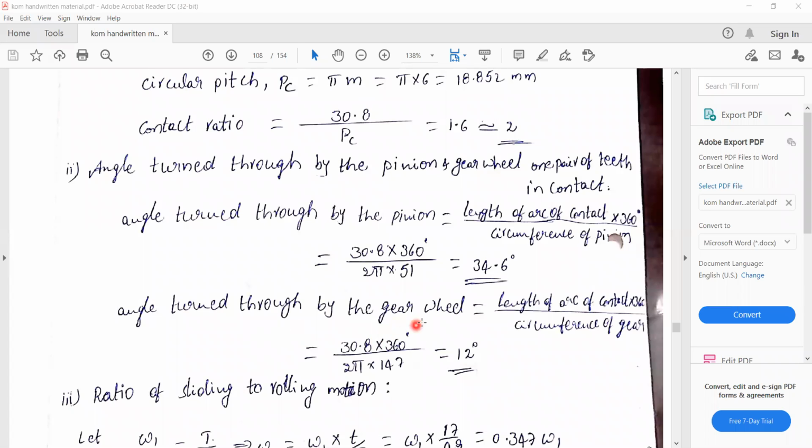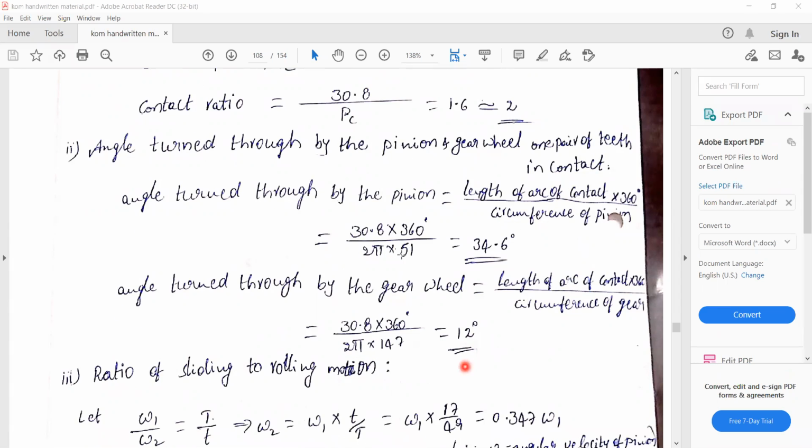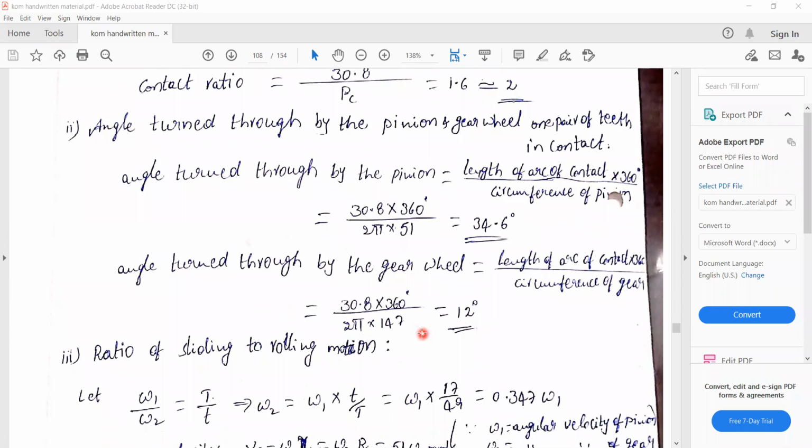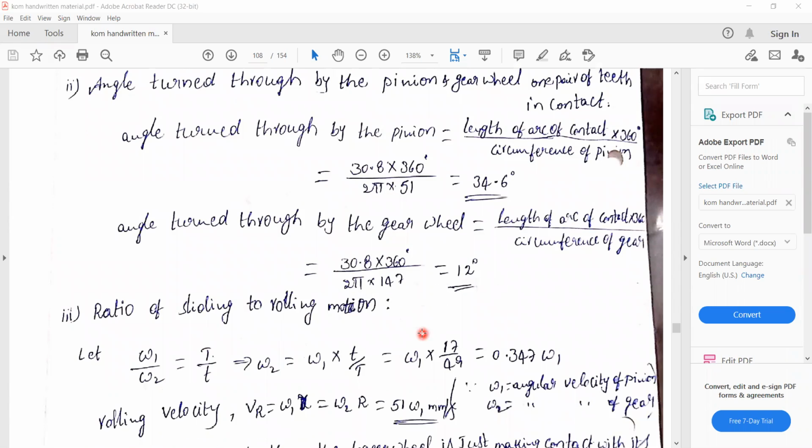And similarly to find for the gear wheel, that is the angle turned through by the gear wheel. So that is the arc of contact into 360 degrees by circumference of the gear. So circumference of the gear is 2 pi capital R, that is 147. Then the value arrives here as 12 degrees. So those are the angles turned through by the pinion and gear wheel.